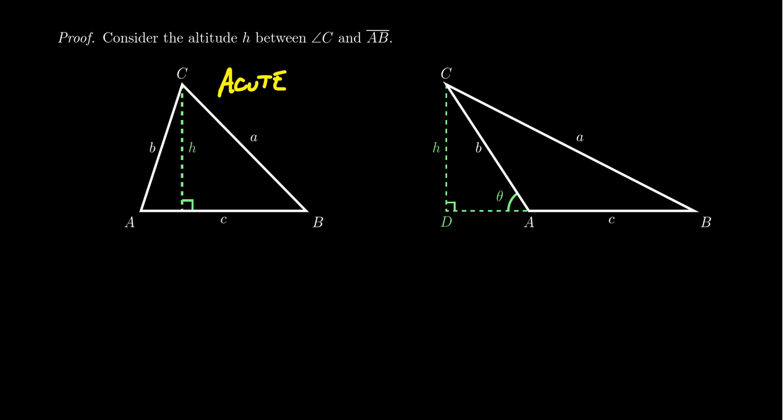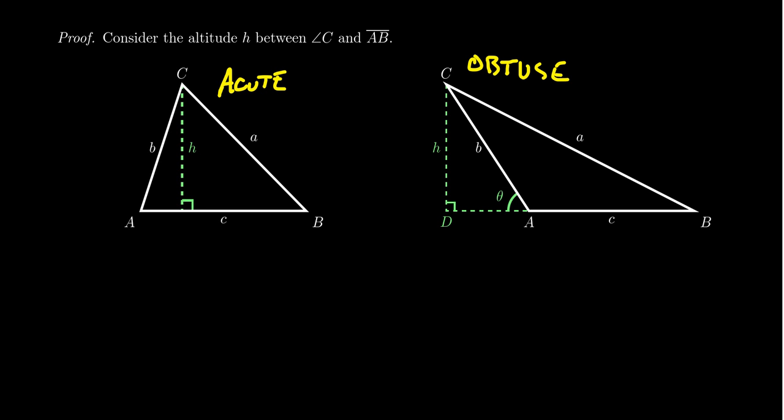On the other hand, if C is an obtuse angle, the altitude would look something like this. In particular, for an obtuse angle, the altitude is exterior to the triangle. The altitude would be right here. For acute angles, the altitude would be interior to the triangle. Of course, for a right triangle, the altitude is a leg of the triangle, but I digress. We're not going to worry about right triangles in this situation.